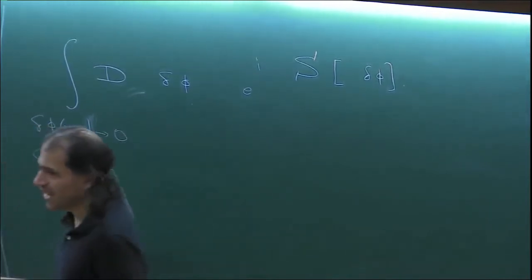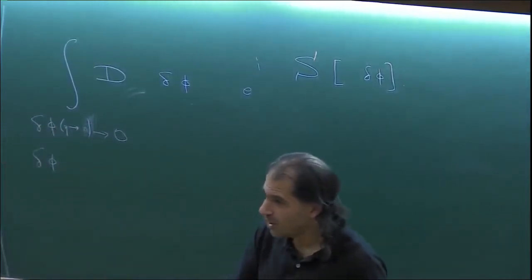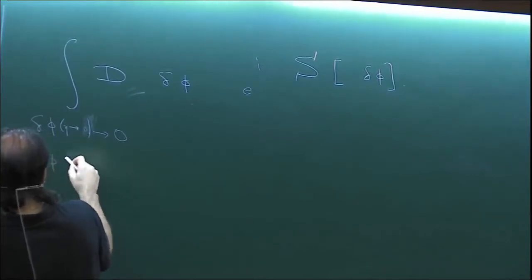But still, of course, delta phi can only have those positive frequency modes as we go off to minus infinity. So delta phi, the usual, as we go to minus infinity plus i epsilon infinity, has to go to 0. Okay, so that's what we want to do.